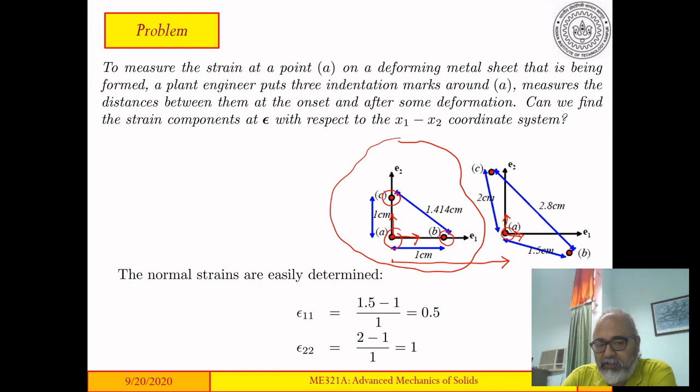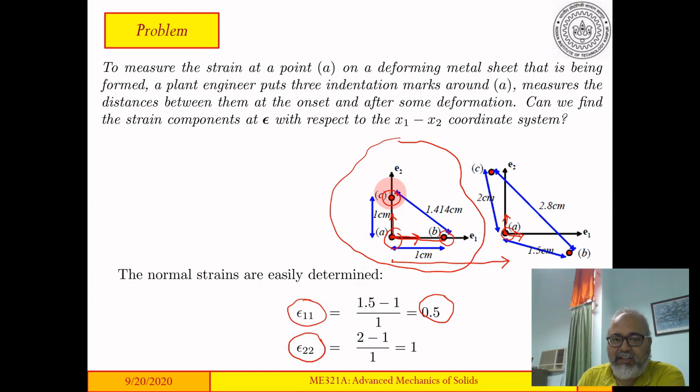So when I measure the normal strains, I just remember that when I am measuring epsilon 1, I have to take a line which is initially oriented along the one direction, that's this line, and take its relative change in length. The changed length is 1.5. The initial length was 1, so the relative change in length turns out to be 0.5. Similarly, when I take epsilon 2, I have to remember that I have to take a line which was initially oriented along the two direction, look at its changed length, that is 2 centimeters from 1 centimeter. So the epsilon 2 strain component in this coordinate system is equal to 1.